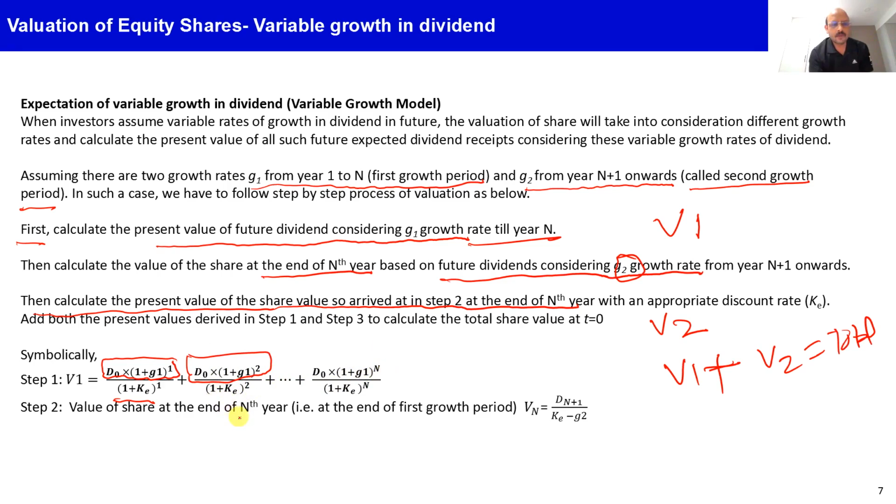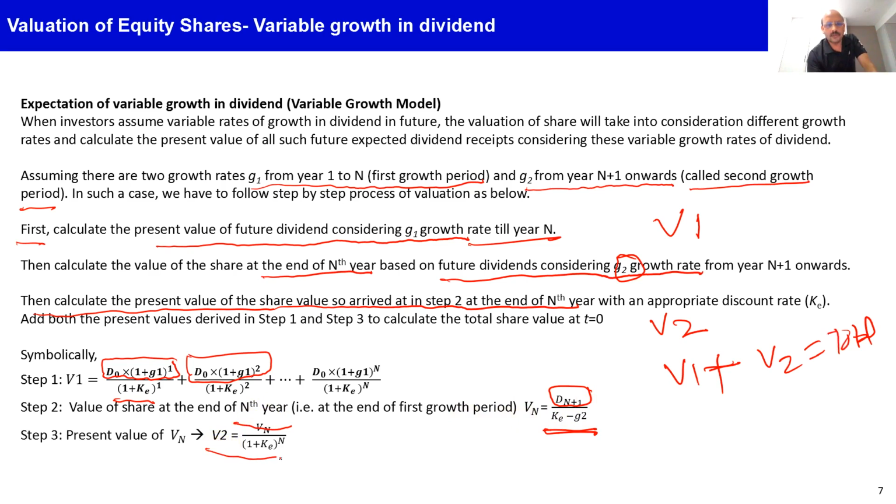In the second step, we calculate the value of shares at the end of nth year by using the constant growth model, using G2 as the new growth rate for the second growth period. The formula we saw is D(n+1), which is the dividend expected for year n plus 1, divided by KE, the cost of equity, minus the G2 rate. When we do this, we get the total value of the shares at the end of nth period. And in the third step, we have to calculate the present value of this Vn in today's terms.